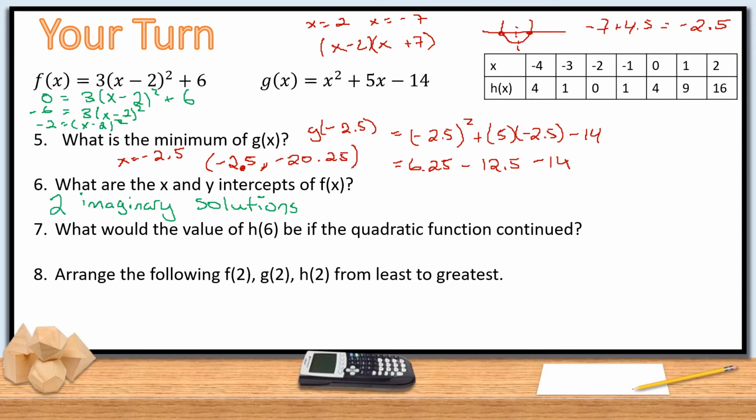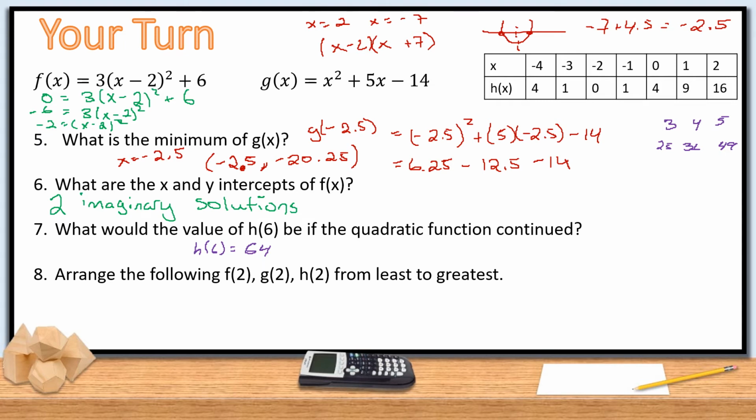What would the value of h of 6 be if the quadratic continued? So we knew 3 went with 25. 4 would be the next square number, which is 36. 5 comes after 36, would be 7 squared, 49. So h of 6 will be the next one. So after 49, so that's 7 squared, 8 squared, 64.